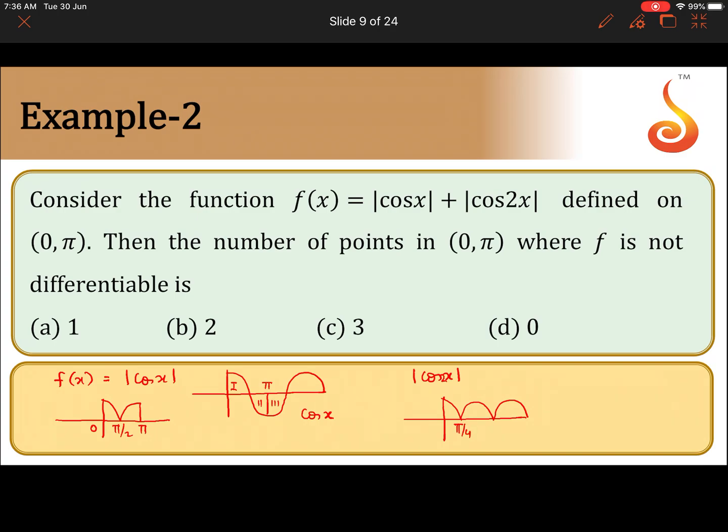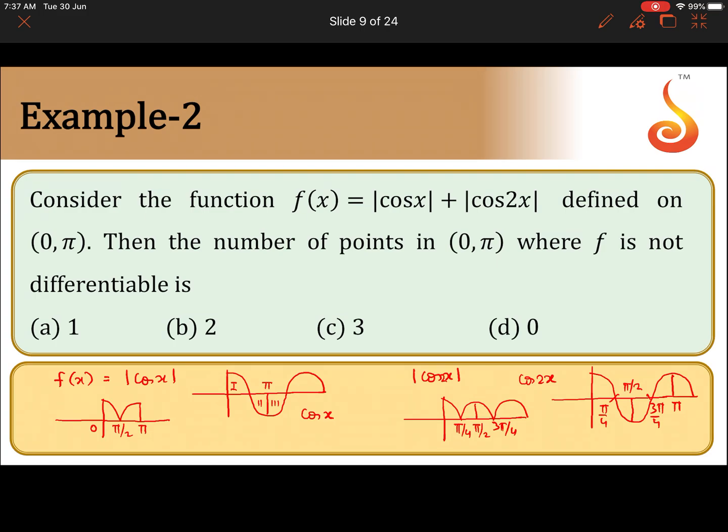This will be pi by 4, this is equal to pi by 2, this is equal to 3 pi by 4, and so on. Actual cos 2x graph will be like this. This is the actual cos 2x graph. So what is happening? This is equal to pi by 4, and this is equal to pi by 2, and this is 3 pi by 4, and this is pi. So this is the graph of cos 2x. Now we analyze when we combine both.